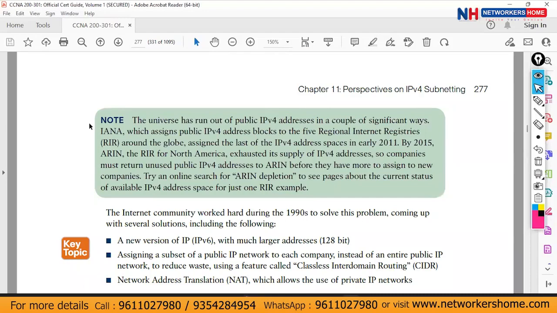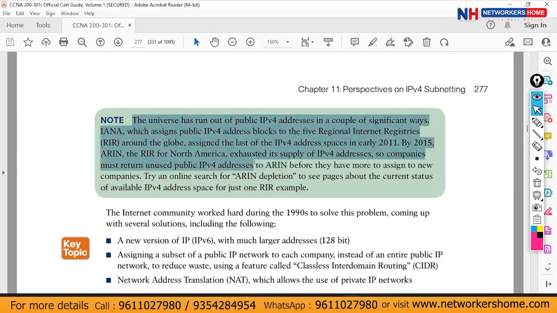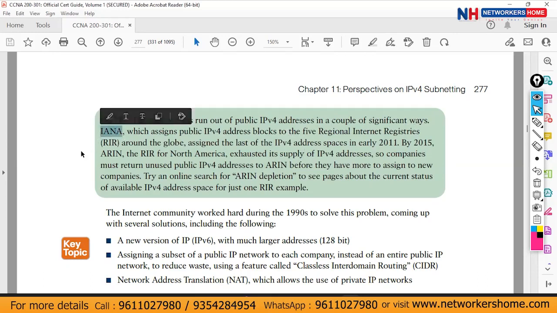Okay, it's back. So now see. Visible? Now see this note: the universe has run out of public IPv4 addresses. There are no public IPv4 addresses available now. In a couple of significant ways, IANA, the authority that assigns the IP addresses, assigns the public IPv4 address blocks to five regional internet registries. So what actually happens? At the top, it is IANA that is holding all the IP addresses.